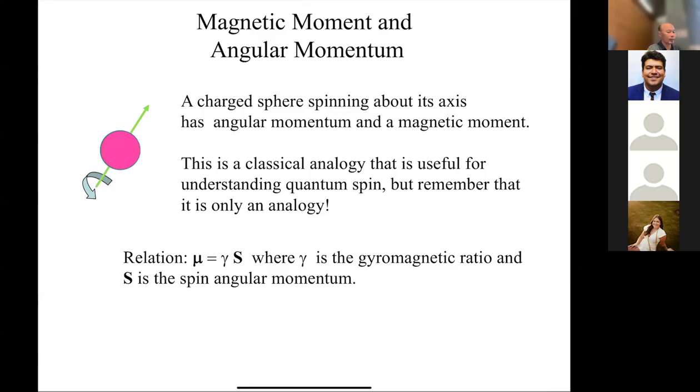And so typically what we're going to say is the angular momentum is defined by something called S. There's gamma, which we'll see later, is a gyromagnetic ratio, and that relates the angular momentum to the magnetic moment. All right.